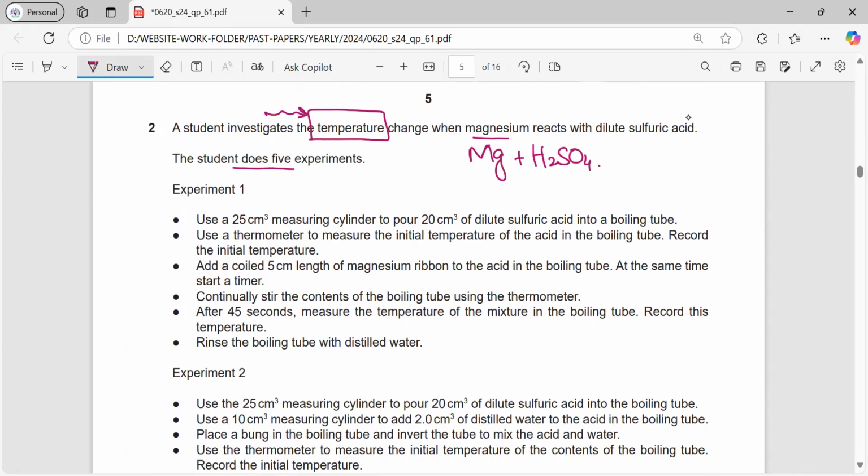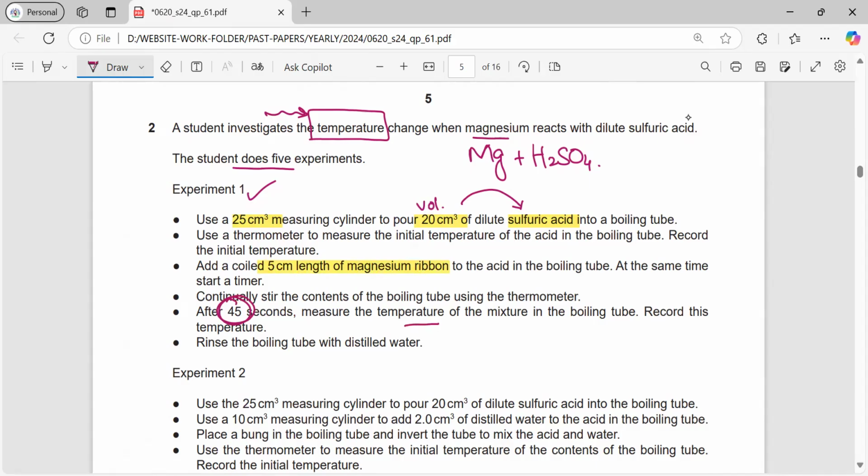So a student does 5 experiments. Experiment 1 is use a 25 centimeter cube measuring cylinder to pour 20 centimeter cube of sulfuric acid into a boiling tube. So we are adding 20 centimeter cube volume of sulfuric acid. Use a thermometer to measure the initial temperature of the acid. Record the initial temperature. Add a 0.5 centimeter length of magnesium ribbon. Start the timer. Continuously stir the contents of the boiling tube. After 45 minutes, measure the temperature.